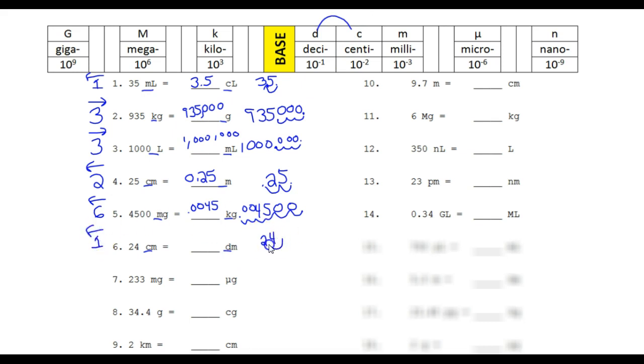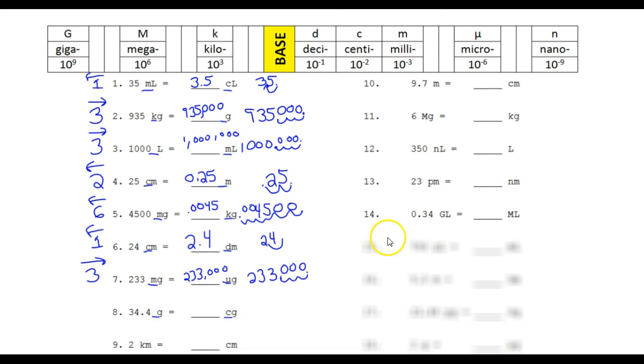Next up, going from centi to deci, 1 to the left, so 24. The decimal point at the end is going to make it 2.4 decimeters. Next up, milli to that little symbol there, the micro symbol, micro. So I'm going from milli to micro, so that's going to be 1, 2, 3 to the right. So I'm essentially just going to tack 3 zeros onto the end of that, 233, 1, 2, 3 to the right, and I get 233,000 micrograms.